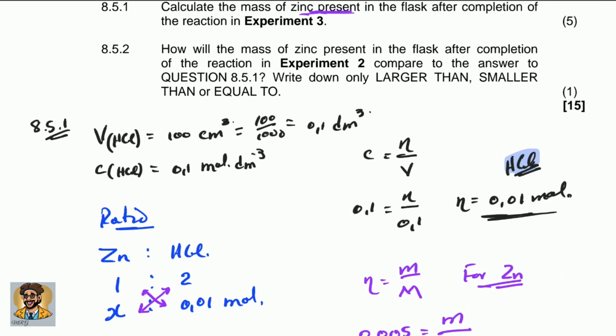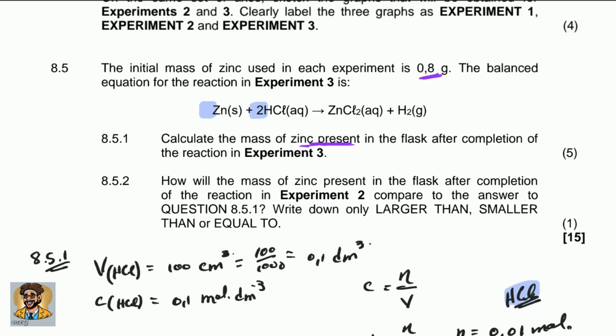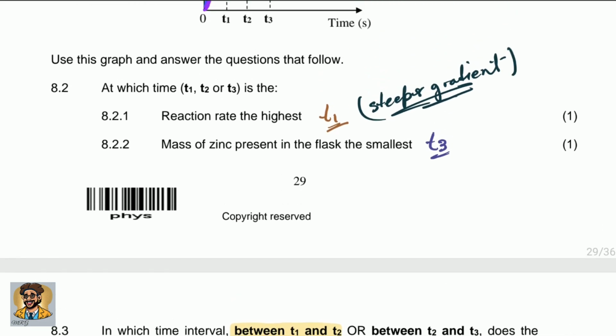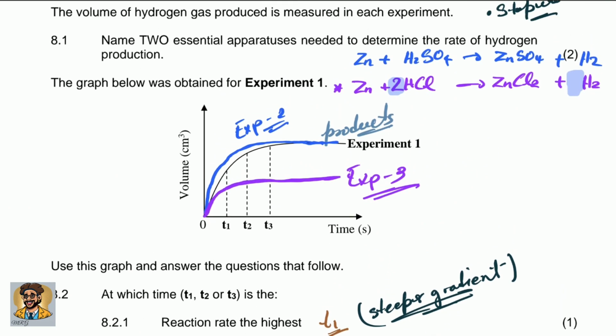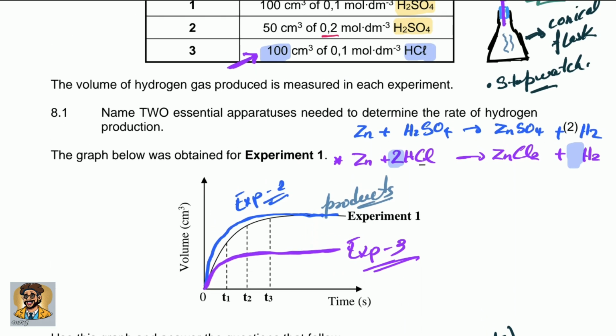Now, question 8.5.2: how will the mass of zinc present in the flask after completion of the reaction experiment compare to that answer to question 8.5.1? Write down only larger than, smaller than, or equal to. And guys, it's the same as the previous question. We have to come back here to the two equations. To use the zinc, you need a double amount of acid in reaction 2. So we're speaking now about the reaction of the sulfuric acid in this case.